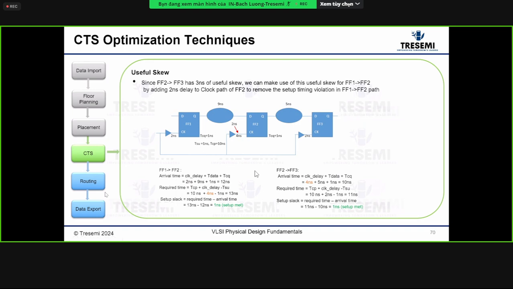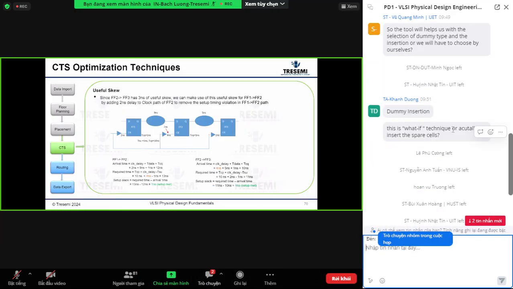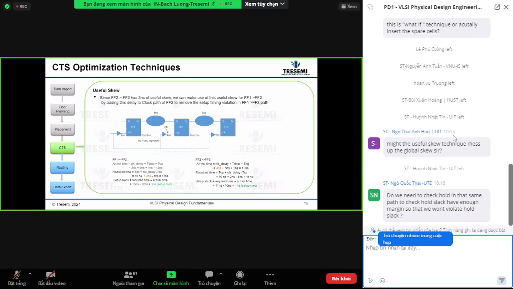Okay, so yeah, let me go back. Bob, a question came in. Actually, a couple of questions. Might the useful skew technique mess up the global skew? No, usually the useful skews are going to be local. It's within the block skew group. It's neighboring. So rarely is it going to mess up the technique because it's looking overall, right?